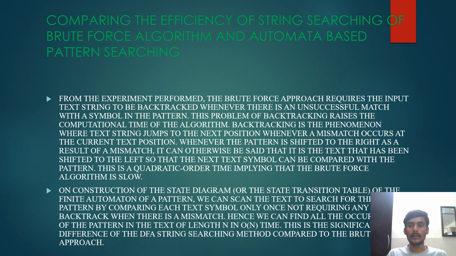Comparing the efficiency of string searching of the brute force algorithm and automata based pattern searching. From the experiment performed, the brute force algorithm approach required the input text string to be backed up whenever there is an unsuccessful match with a symbol in the pattern. This problem of backtracking raises the time complexity of the algorithm. Backtracking is a phenomenon where the text string jumps back to the next position as the result of a mismatch.